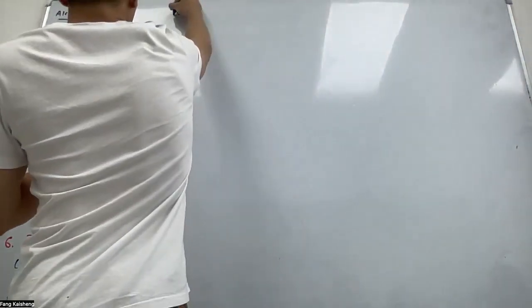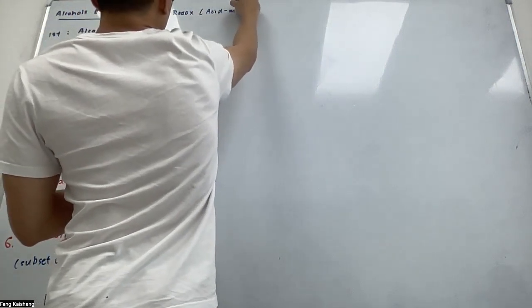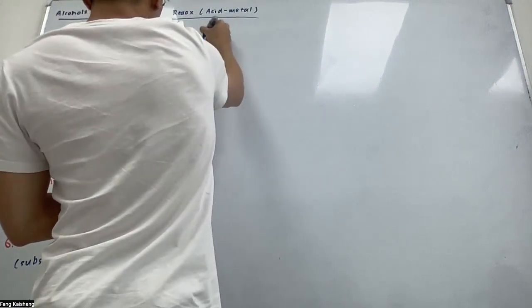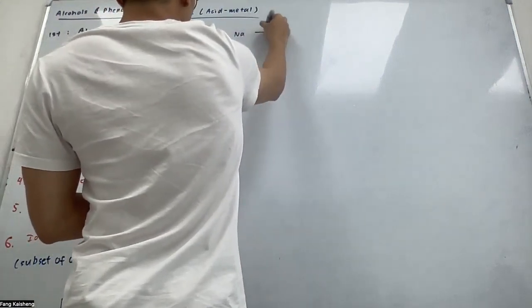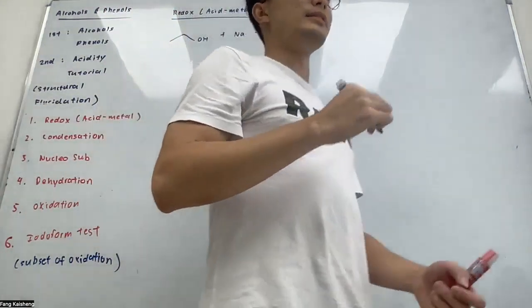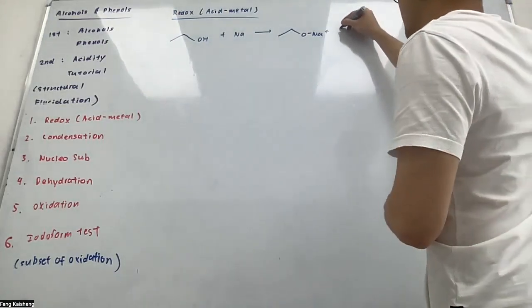Redox. For redox, they also call it acid metal, because I want you all to recognize it as acid metal. It's a lot easier. You take an alcohol, you react with sodium, you can get yourself your salt plus what? You all learned this in secondary school. Acid plus metal must produce what? Hydrogen gas. Yeah, it's the same thing over here.